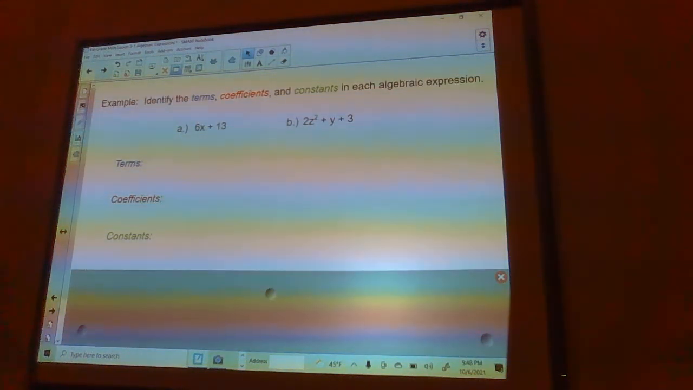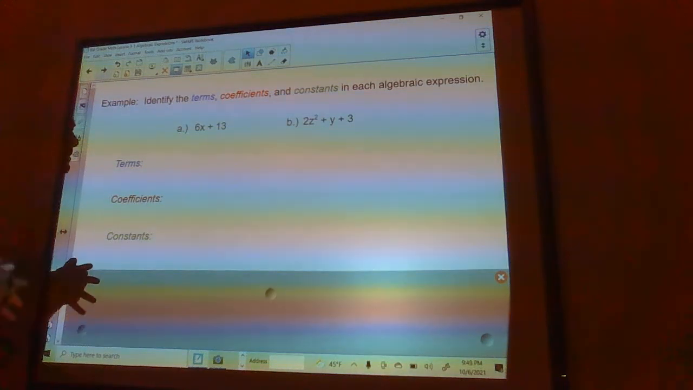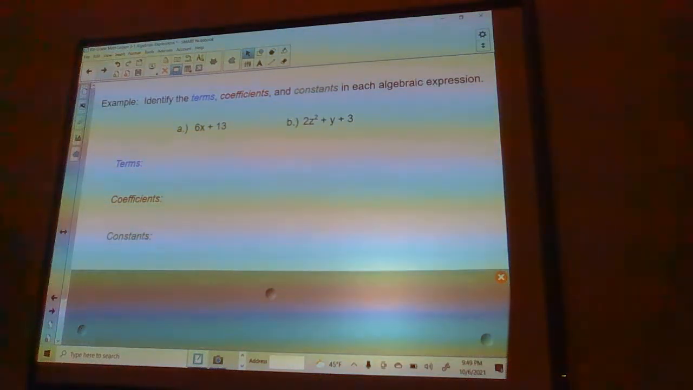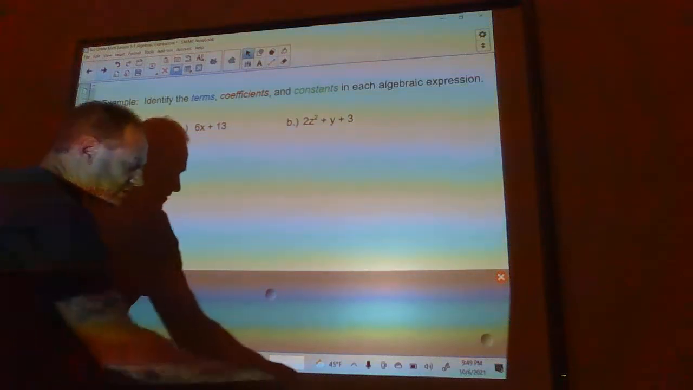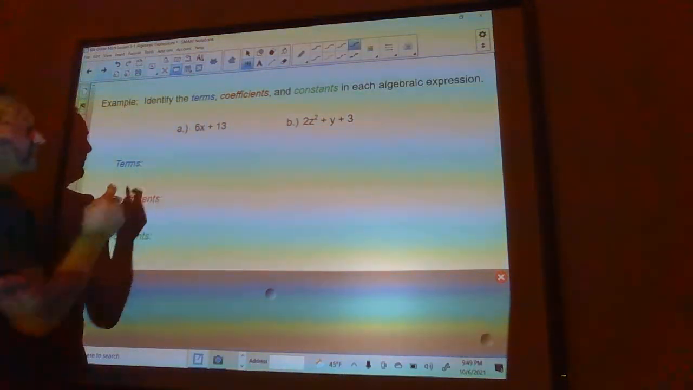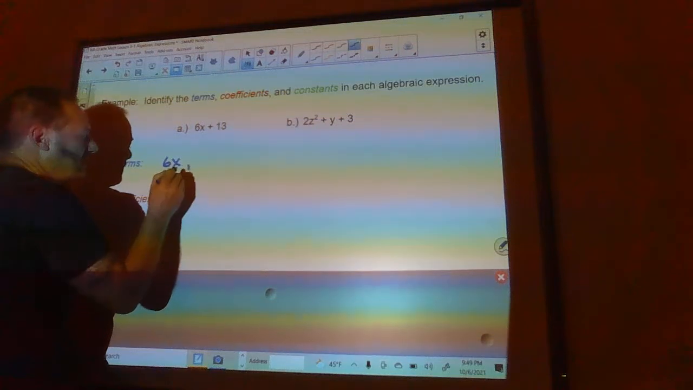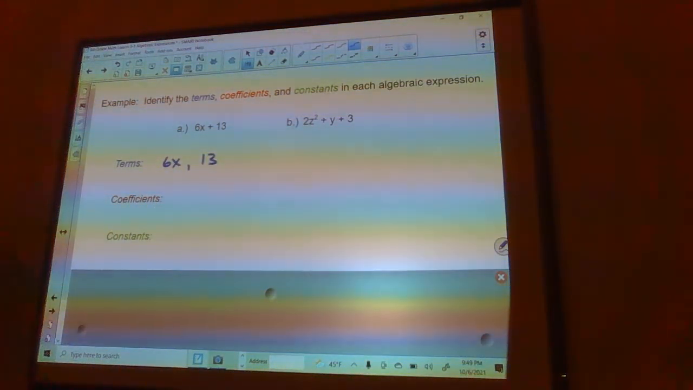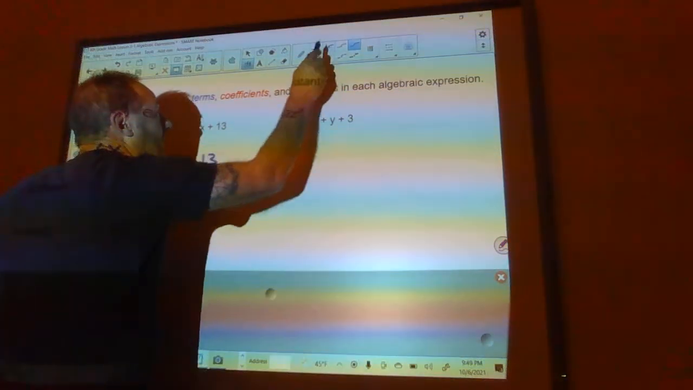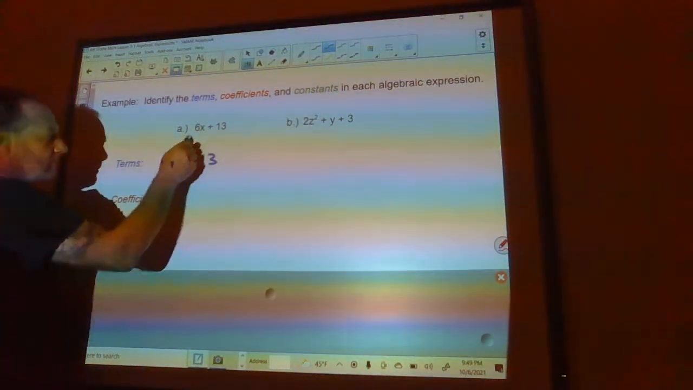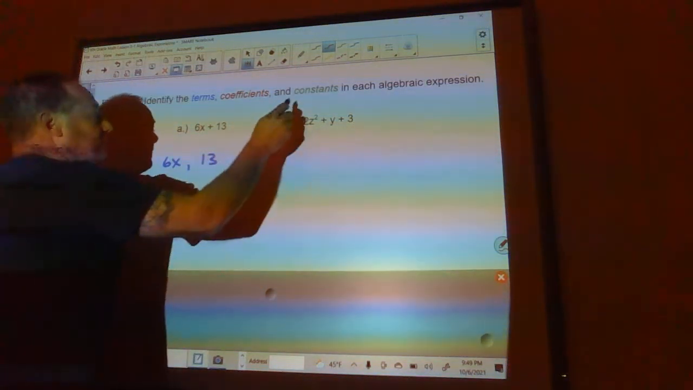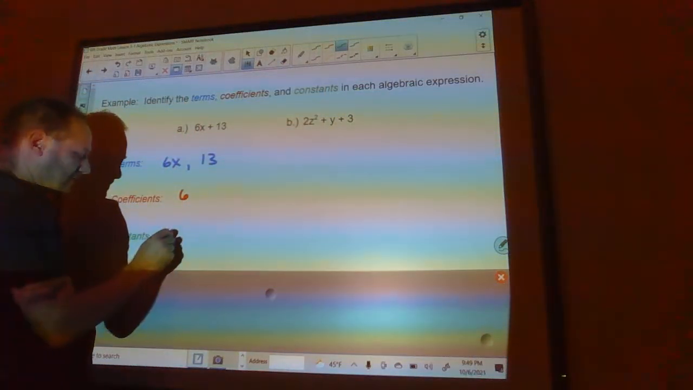Okay, so here we have two expressions. We have one linear. This one's not linear because it's got a second power to it. We're supposed to find the terms, the coefficients, and the constants of each algebraic expression. So this one here has two terms. It has a term 6x and has 13. Now, coefficients. It has a coefficient of 6, and it has a constant, and that constant is 13.